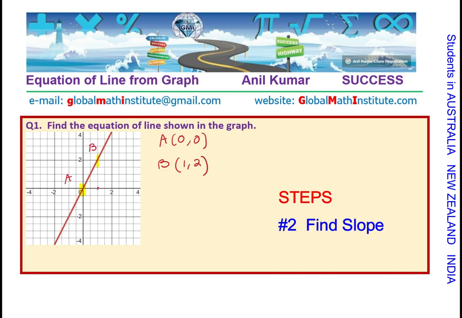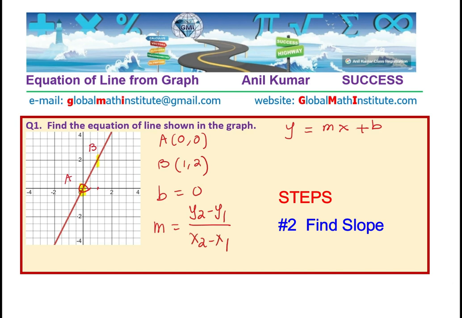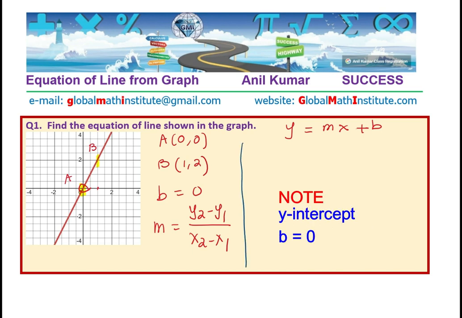Now, we are going to write the equation in the form y equals mx plus b. Here you can see the line goes through the origin on the y-axis, and so the value of b is clearly equal to 0, right? We need to only find the slope m, and slope m can be calculated by y2 minus y1 over x2 minus x1. So let's do the needful to find the slope and then the equation of the line.